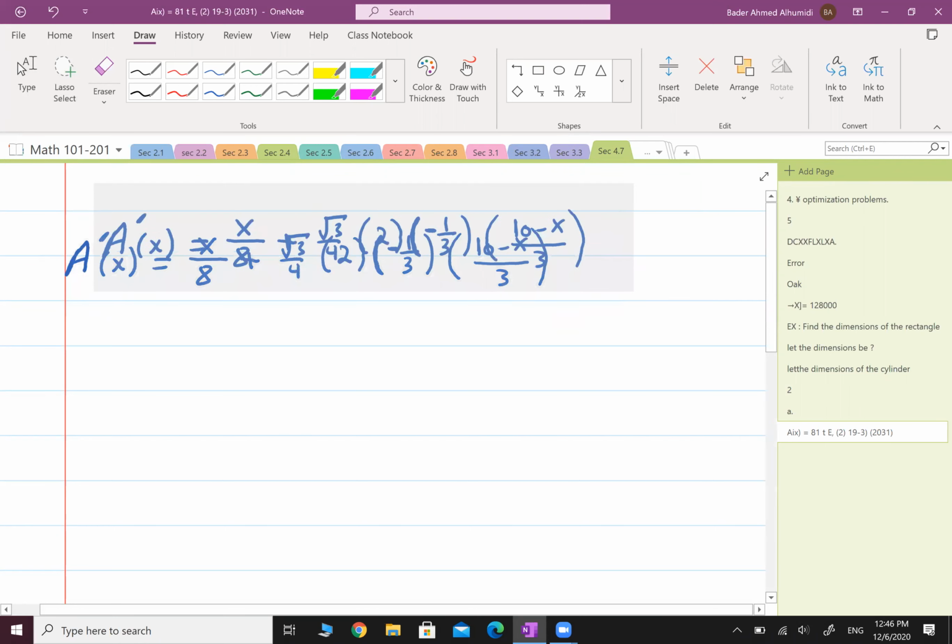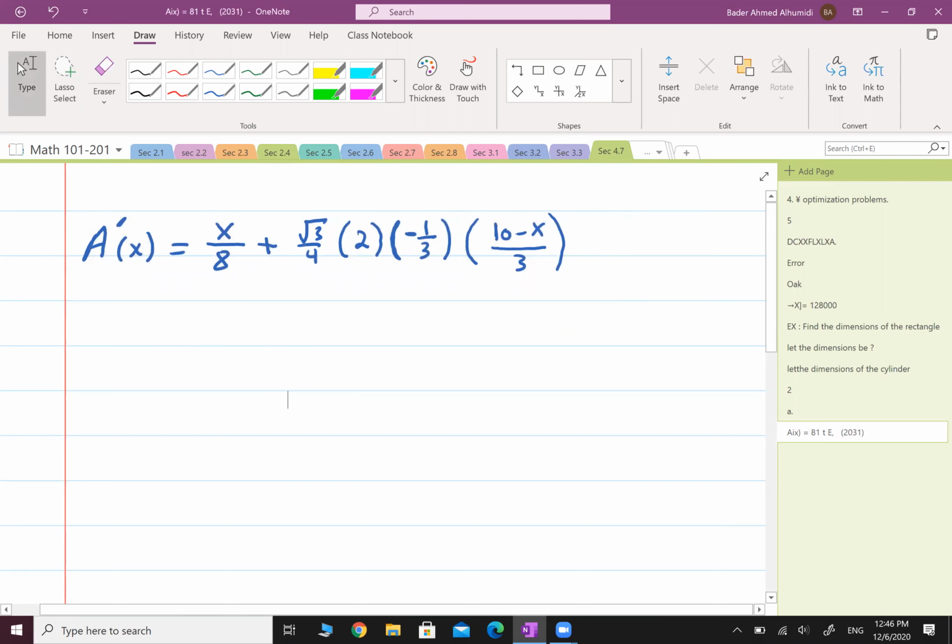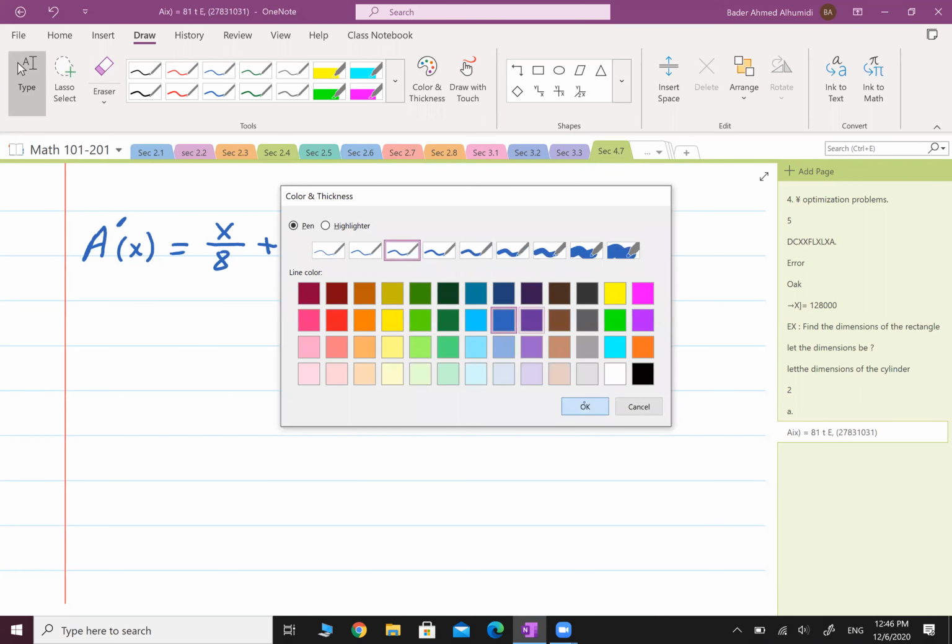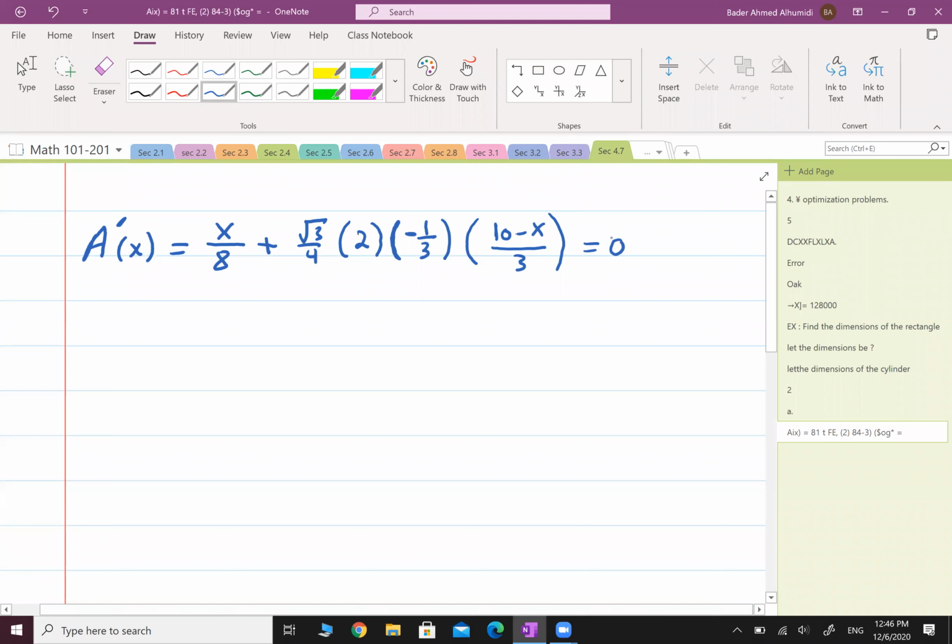Okay, let us make this one equal to zero and try to find the value of x that makes it equal to zero. I will put this as equal to zero and I will say this implies the following. Notice, this is x over eight. I will try to simplify. I have a minus sign. I have the two here will cancel with the four. I have two. 3 by 3 is 9. So this will be radical 3 over 9 times 10 minus x equal to 0.